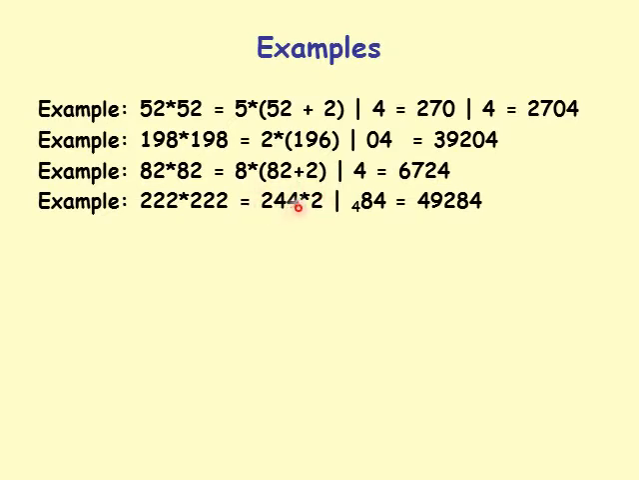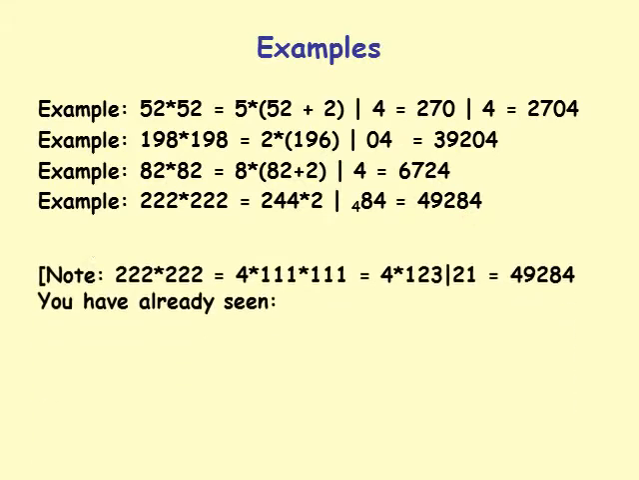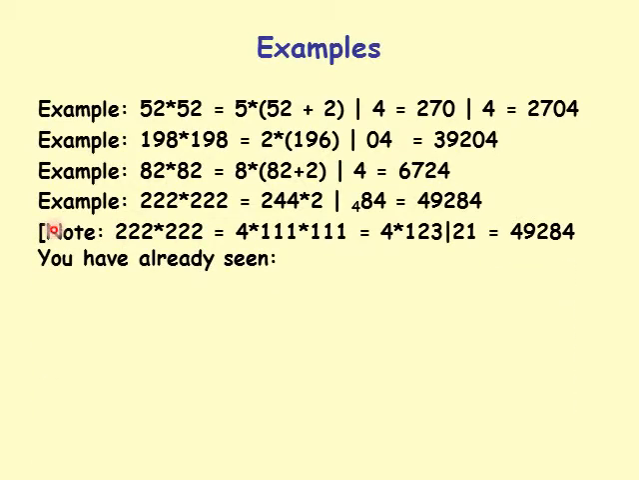So on the left we have 488, on the right 22 times 22 is 484, but I only need two digits on the right, so the leftmost 4 of the right-hand side gets carried to the left. So the answer is 49284. Let's continue here. Example, you can also do that.